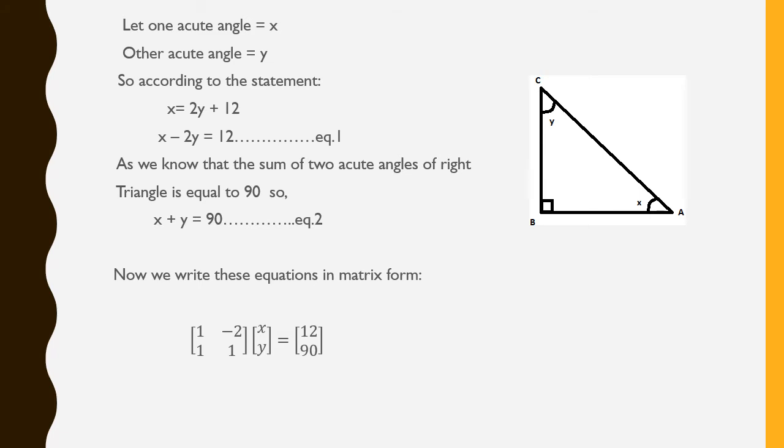This is equation 1. As we know that the sum of acute angles of the right triangle is equals to 90 degree. So x plus y is equals to 90. This is equation number 2. Now write the equations in the matrix form. This is matrix form. You have to solve the question by matrix inverse method and Cramer rule by yourself.